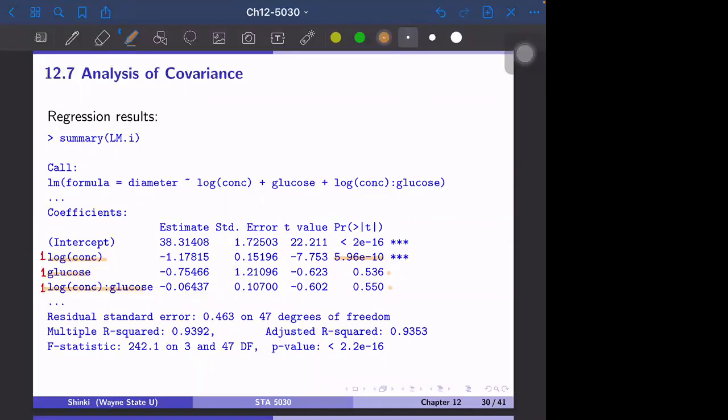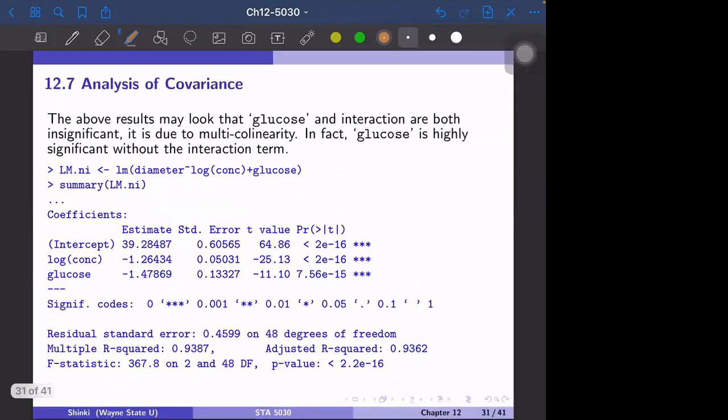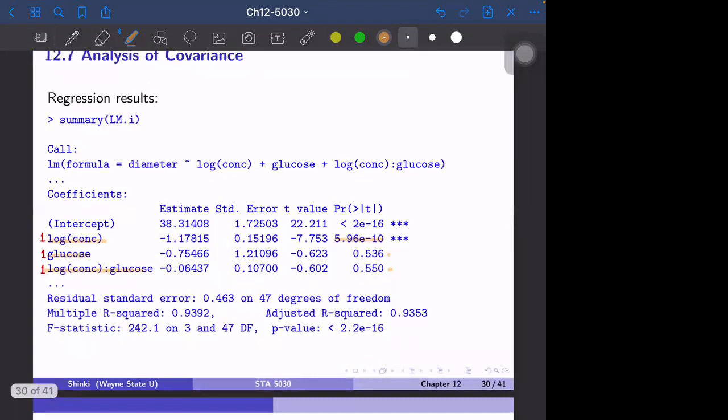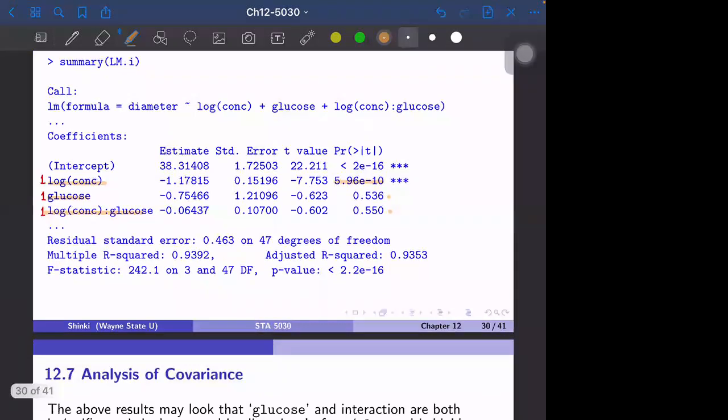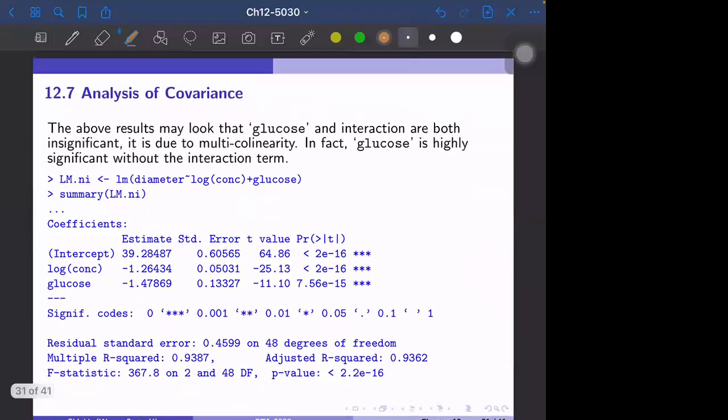If we drop one, maybe the other becomes more significant. But at this point, we are not sure if these two are really significant variables. So this is the regression result. Two coefficients are insignificant, but we are not really sure if both are garbage or if we drop one, the other becomes significant. And if we drop the interaction term and only use the log of concentration and glucose, these two variables are both highly significant. So basically the glucose and the interaction between glucose and log concentration have multicollinearity. That's why we got insignificant coefficients for both variables.